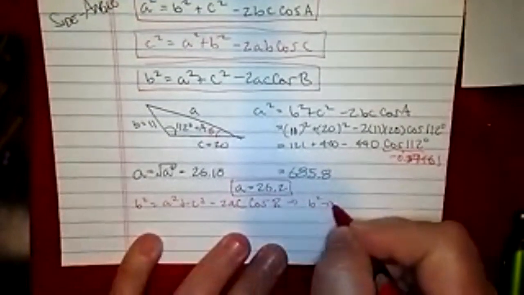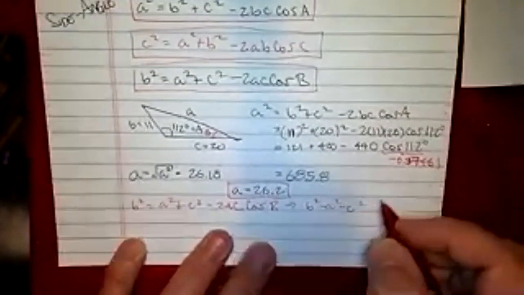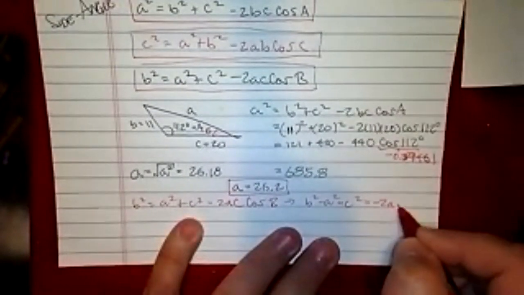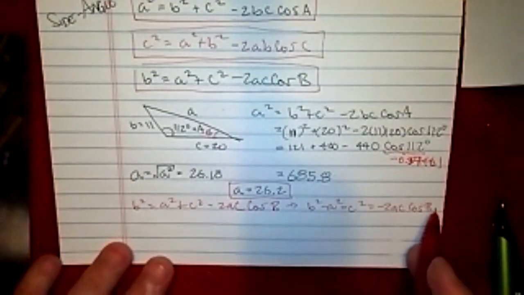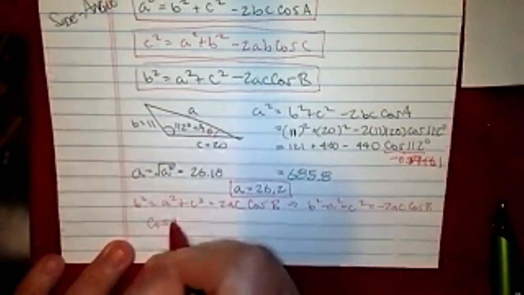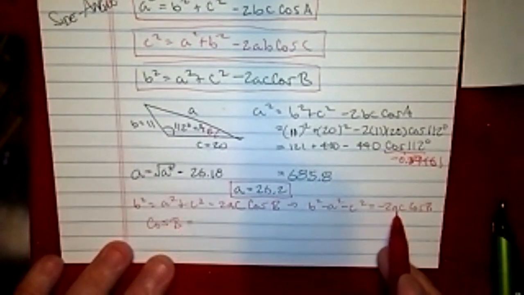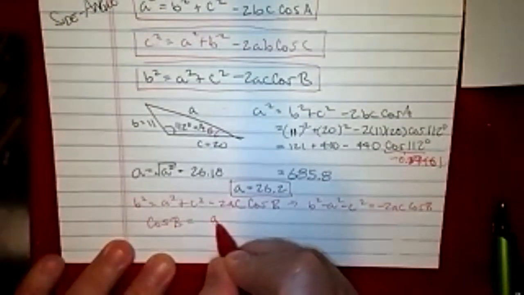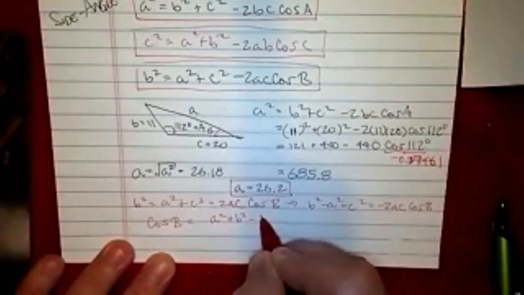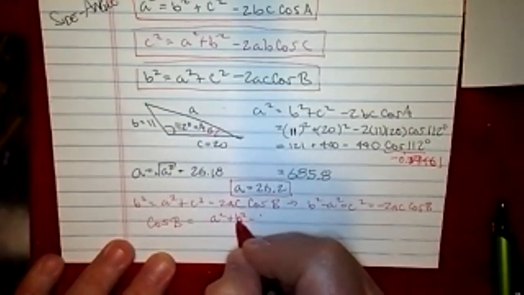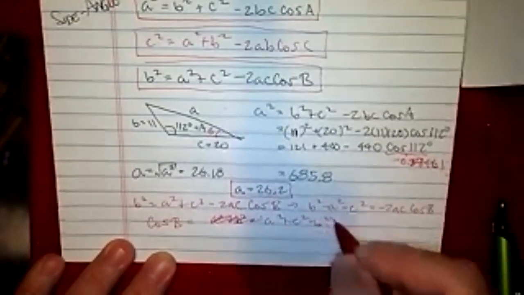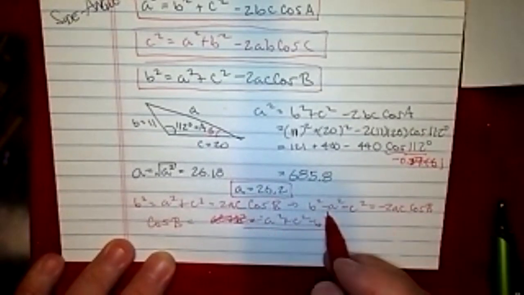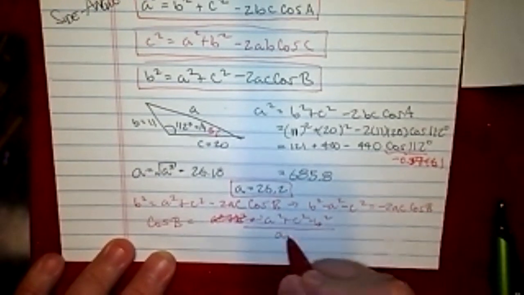I can do b squared minus a squared minus c squared is equal to negative 2AC cosine B. And now I can solve that for cosine B. I'd say cosine B is equal to, I divide by negative 2AC, that's going to give me a squared plus c squared minus b squared. By dividing by a negative, I just reversed the sign of all these. I made the b negative, the a and the c positive, and now divided by 2AC.